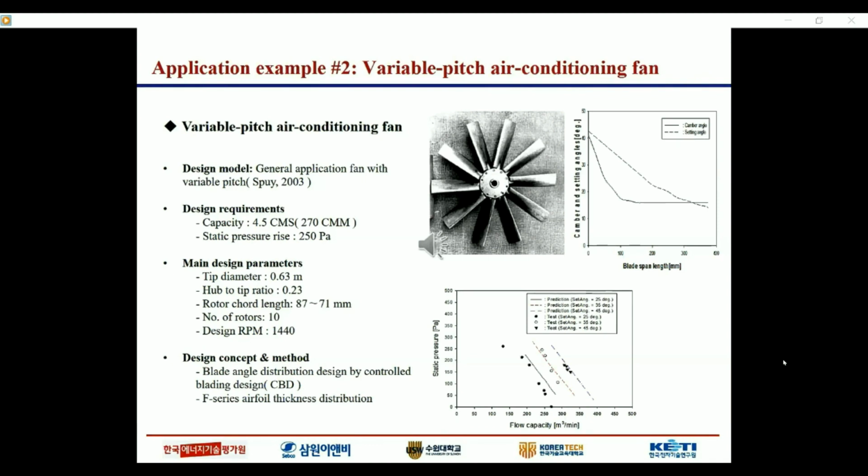In the right figures, you can see the stagger and the camber angle distribution of the fan and the 3D fan geometry. We can compare the Fandas prediction and the test result of the fan in the variable pitch operation condition, at pitch angles of 25, 35, and 45 degrees. You can see good comparison results, which show that the Fandas code is very suitable to predict the performance of the variable pitch.